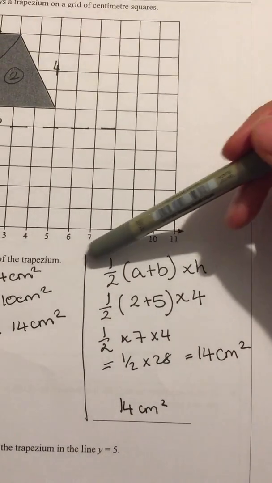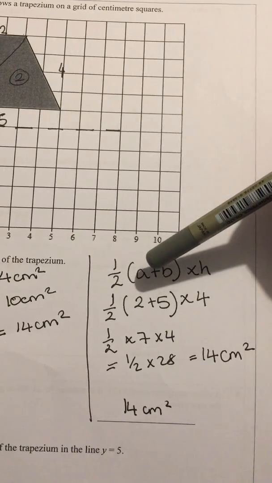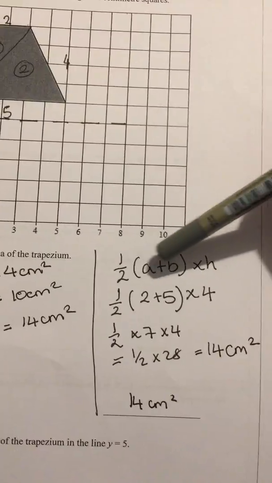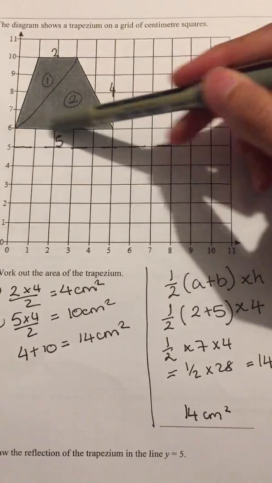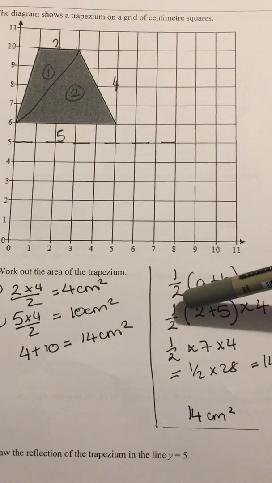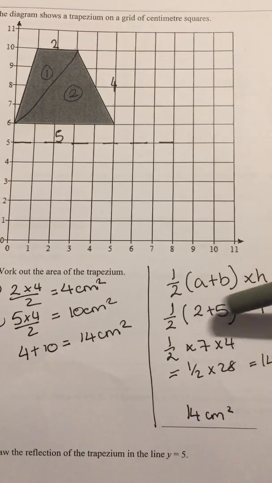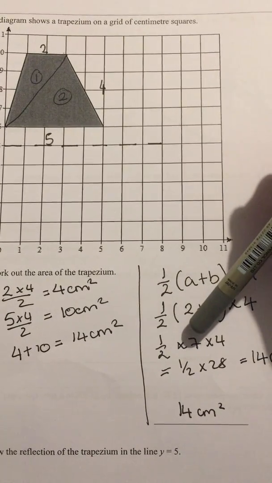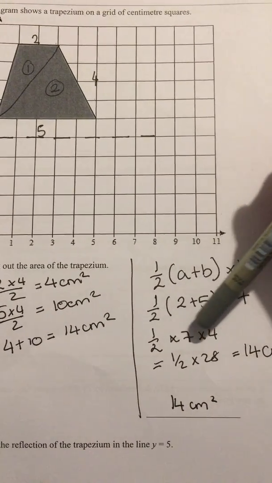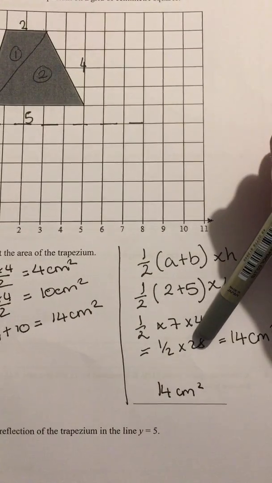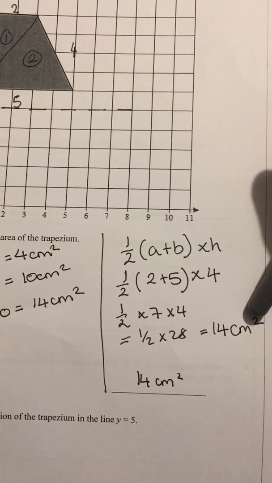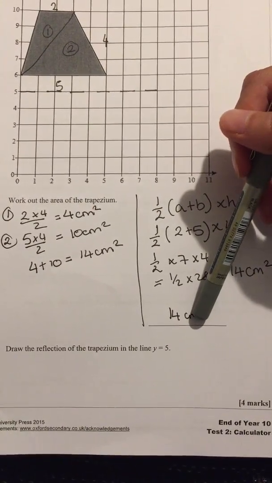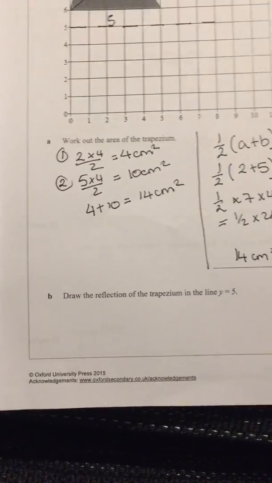The other way, I could use the formula for the area of a trapezium, which is a half times a plus b, close the brackets, times the height. A and B are your parallel sides, so the 2 and the 5. So we've got a half times 2 plus 5 in brackets times 4, because the height is still 4. 2 plus 5 is 7, so it's a half times 7 times 4. 7 times 4 is 28, so it's a half of 28, which is again 14 centimetres squared. Doesn't matter which method you use, you get the same answer, and you'll get the full marks for that question.